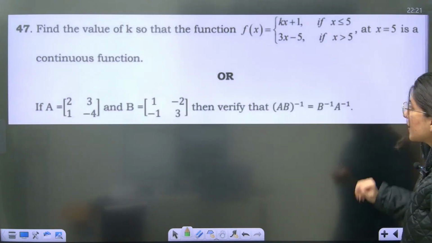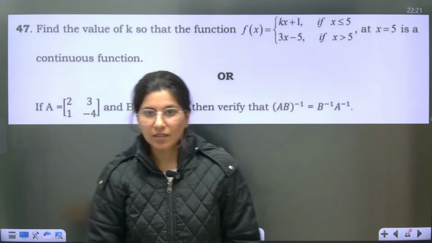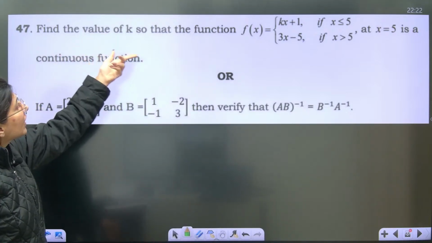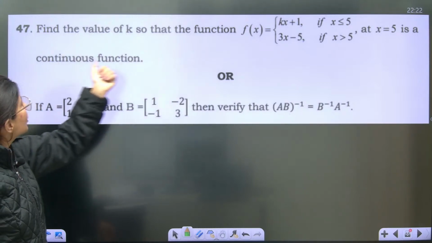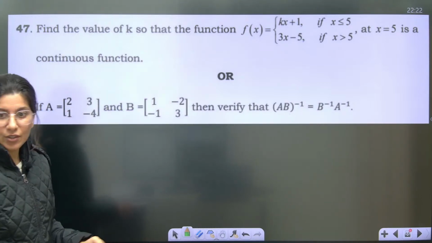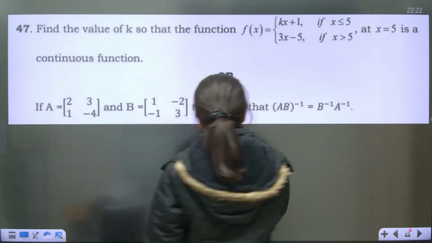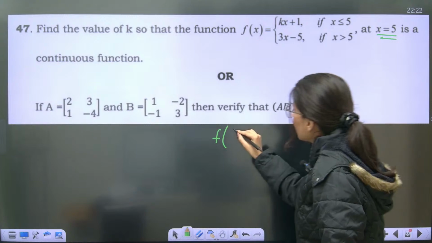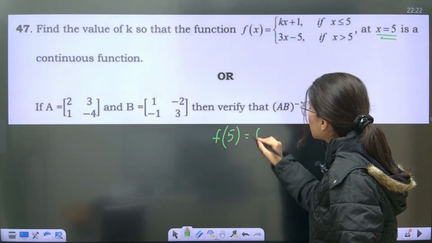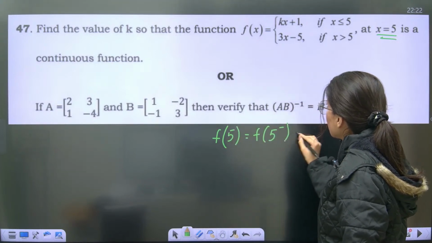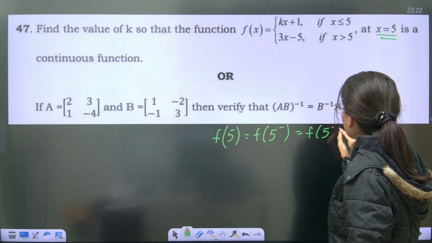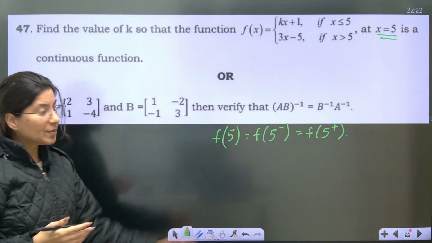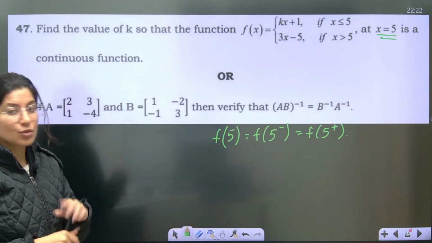Now, this question, if you are able to see, either this or this. Find the value of k so that this function is a continuous function. Do you know what is the definition of continuity? So, continuity at x equals 5. If you are saying the function is continuous at x equals 5, then f of 5 is equal to f of 5 minus is equal to f of 5 plus. For a function to be continuous at x equals 5, this should be happening.